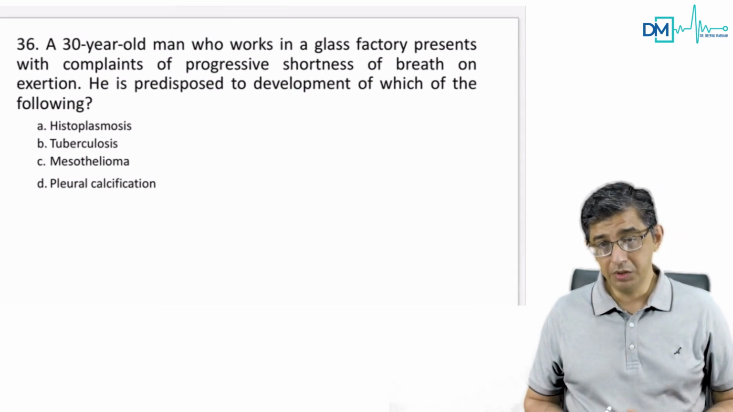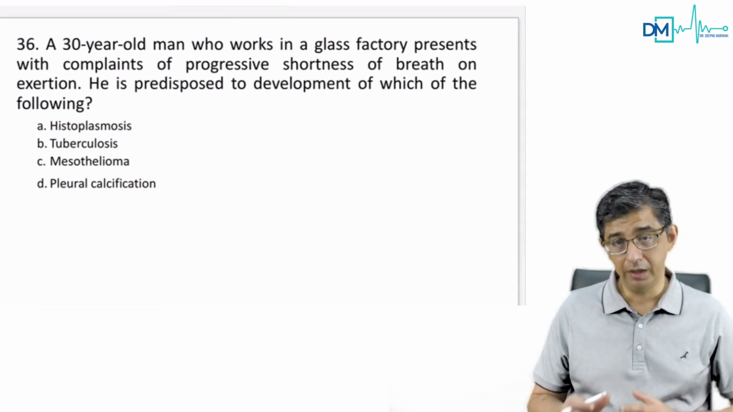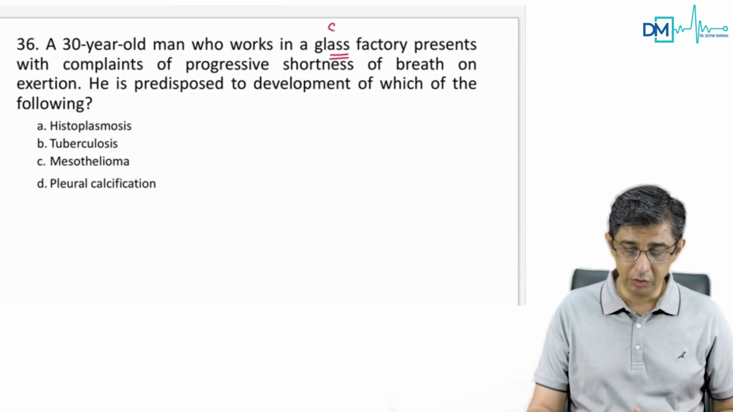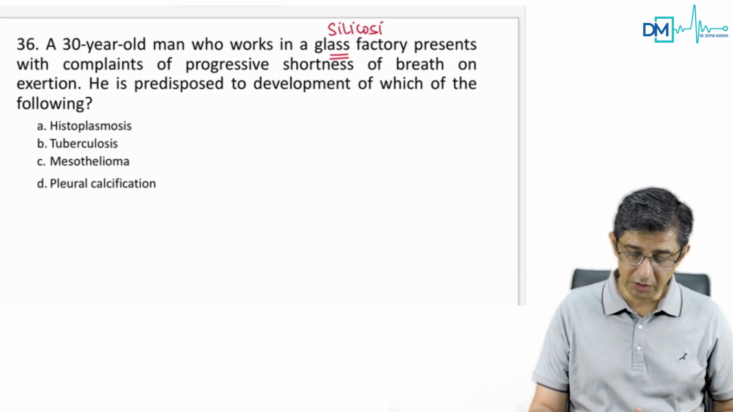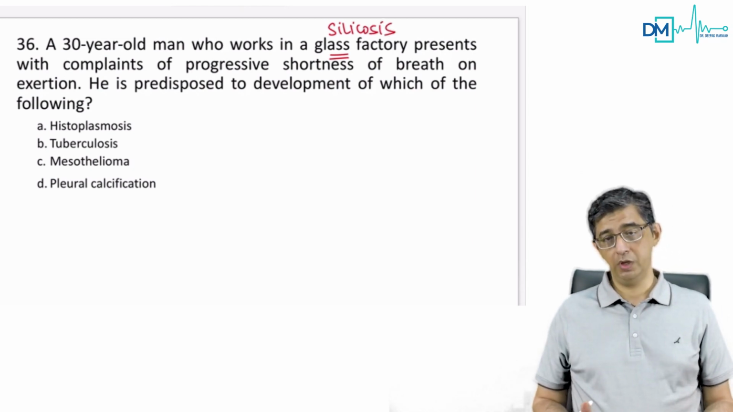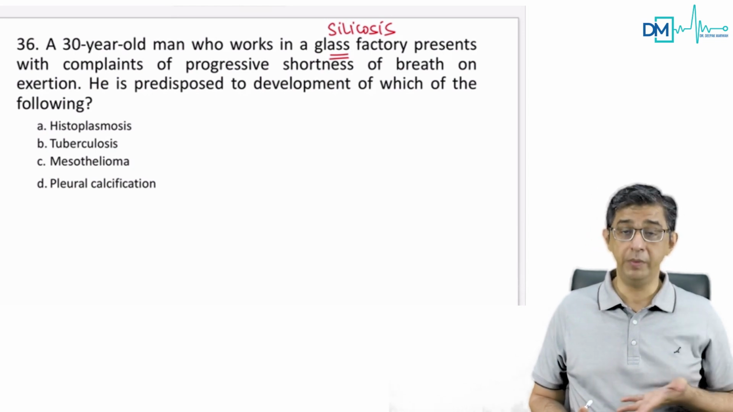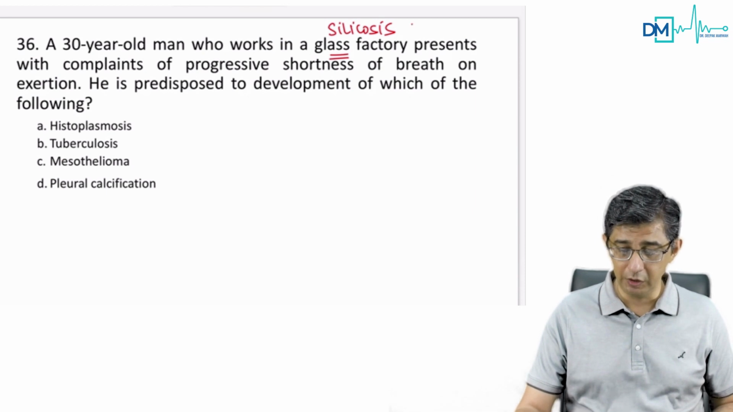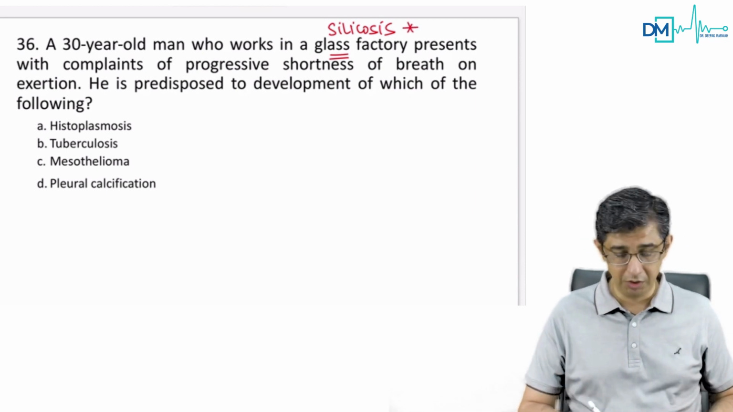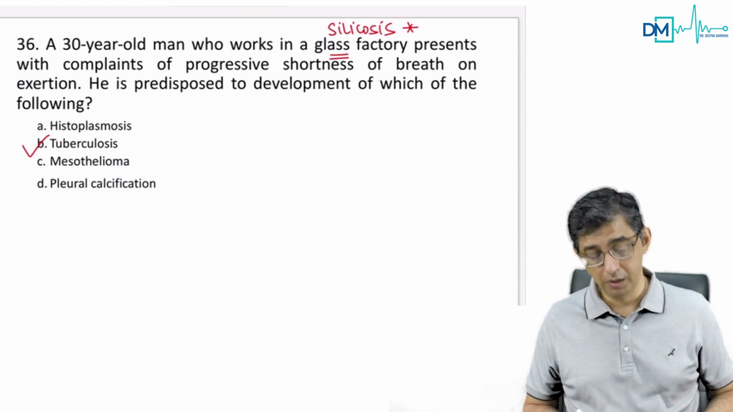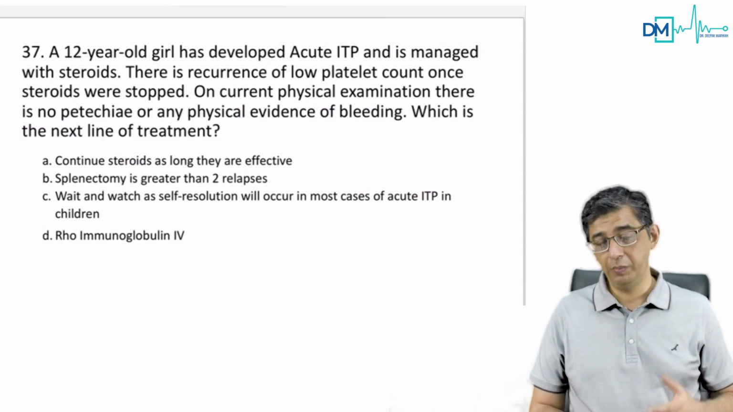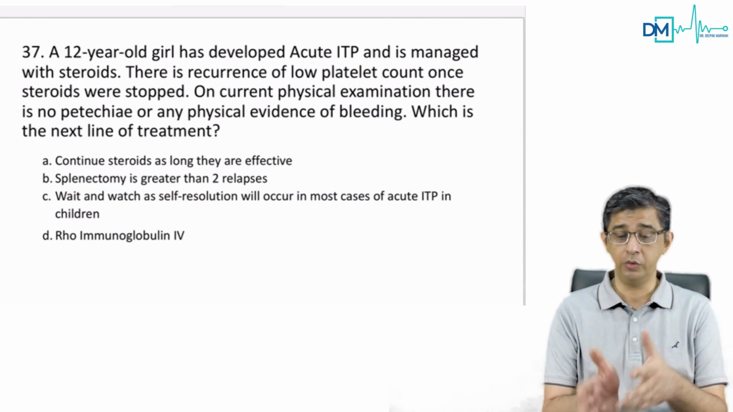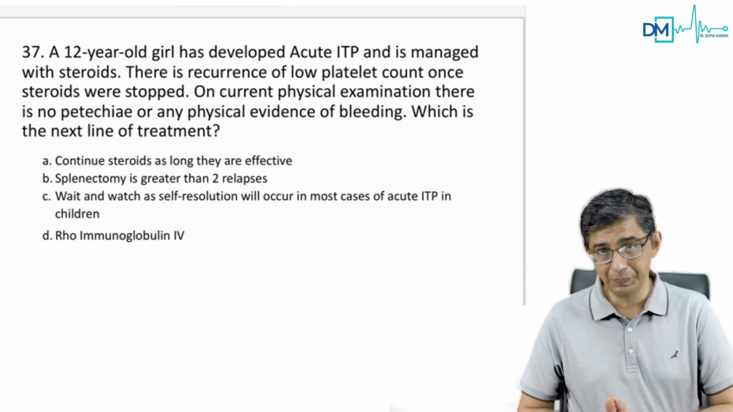The next question talks about this chap who works in a glass factory, a pathology with medicine question. Guy works in a glass factory, so I am talking about silicosis, right? And this guy is having progressive shortness of breath. He's predisposed to development of which of the following? Thank God he did not make this question longer and start giving you features of TB. But I think all of you are aware that silicotics have a predisposition to development of tuberculosis. Silicotics would be having interstitial lung disease, and then the possibility of TB is increased in these patients because the security system is busy fighting that silica dust.